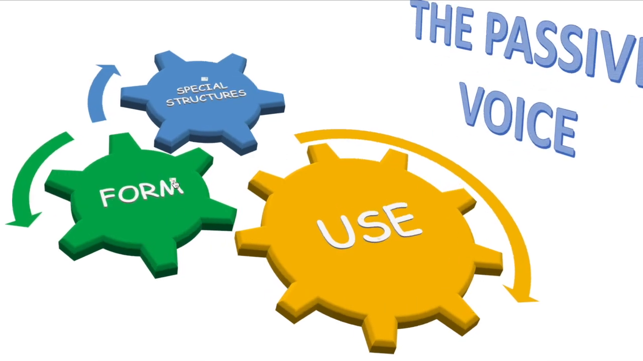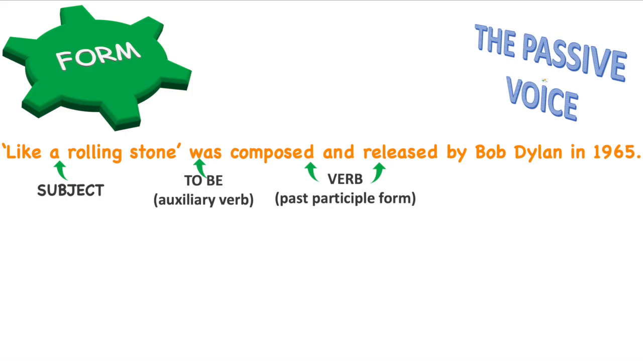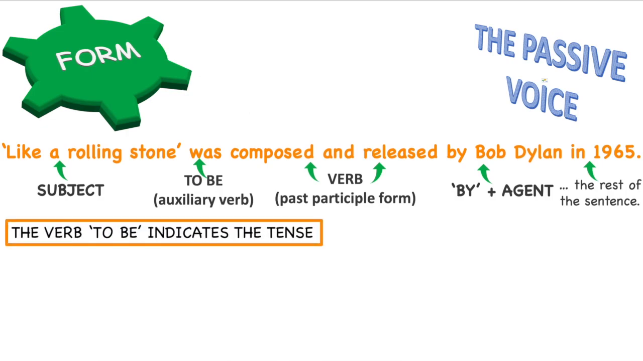But let's see how we form it. We will start from the previous example and notice that Like a Rolling Stone is the subject, then we have the verb to be, the auxiliary verb, two verbs in this case, two main verbs, composed and released, in the past participle, and then the agent, as it is called. Plus the rest of the sentence, in this case it's the year, it's the time, could be anything really. What we need to understand is that the verb to be, the auxiliary verb, is the one responsible for the tense. So it's the one that's responsible for placing the action in time, as we will see in the following examples.